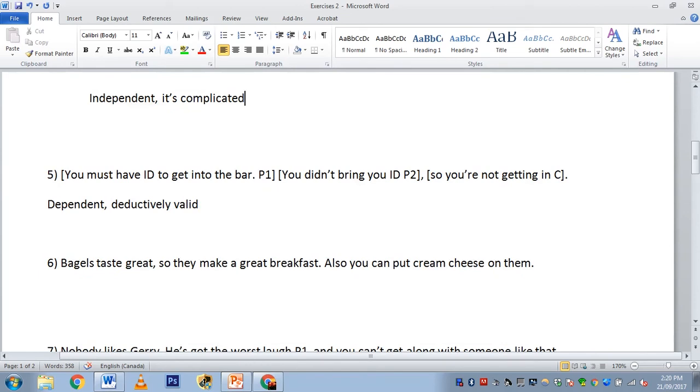This is why I put garbage arguments on these exercises, by the way. I know that most of these are garbage arguments. The problem is to figure out why they're garbage arguments, and it's sometimes much more complicated than it looks.